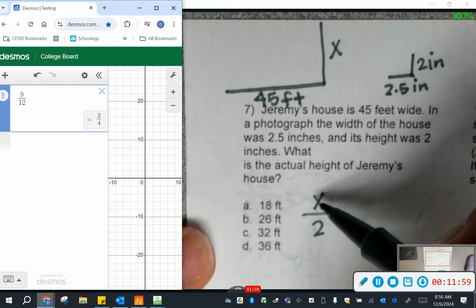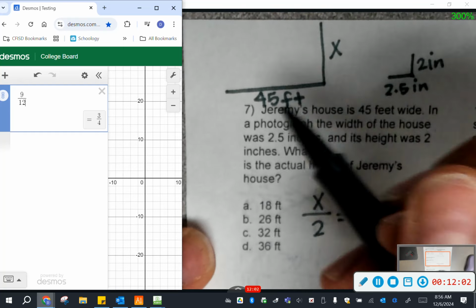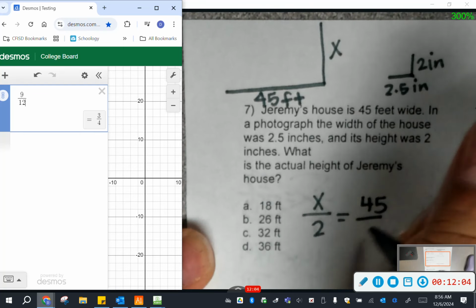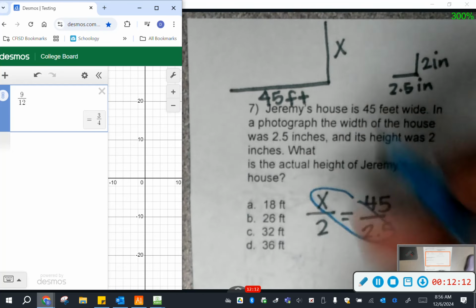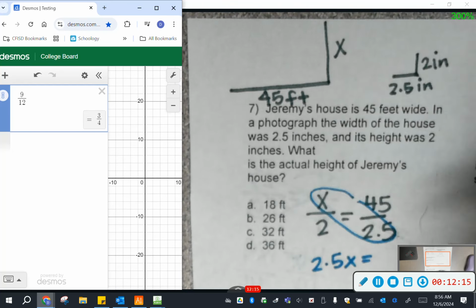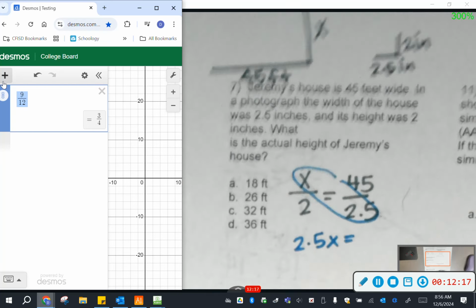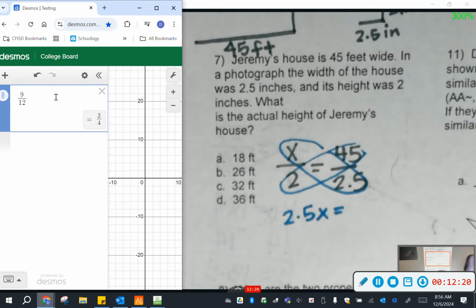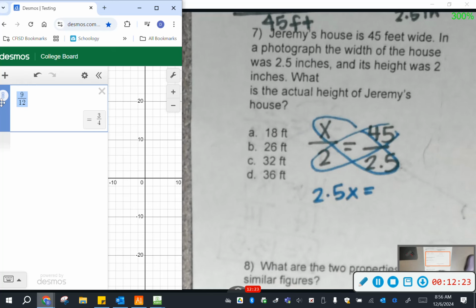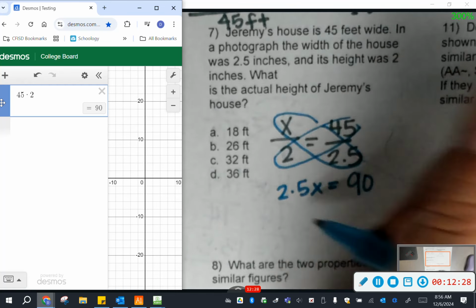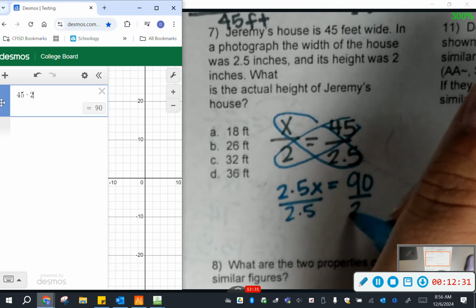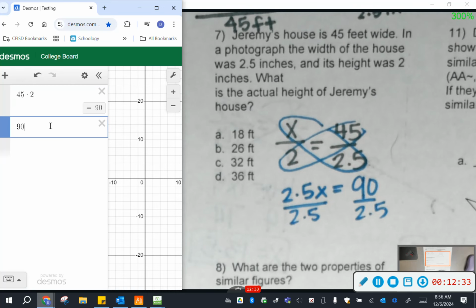Okay, so be careful. I started with x over 2, so what do I have to start with over here? 45 over 2.5. And now this is just cross multiplying again. 2.5x equals, I need to multiply what is 45 times 2. Is 90. And then what am I going to do? Divide by 2.5. So what is 90 divided by 2.5? 36.